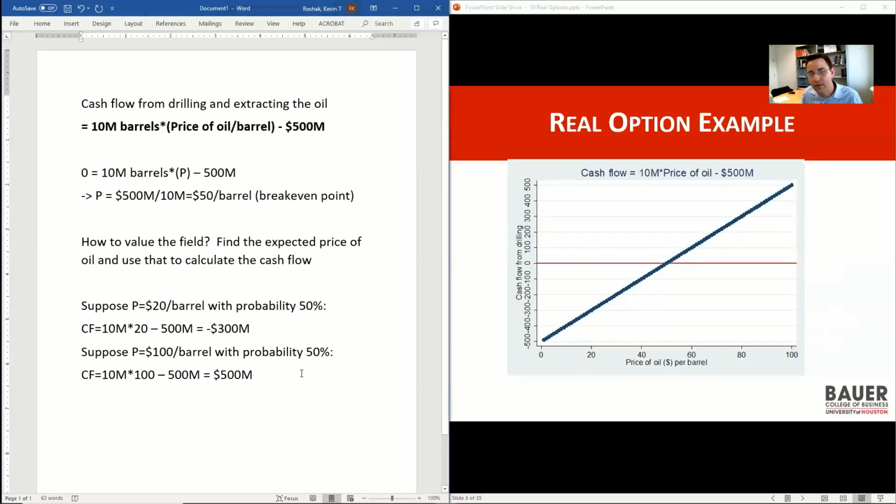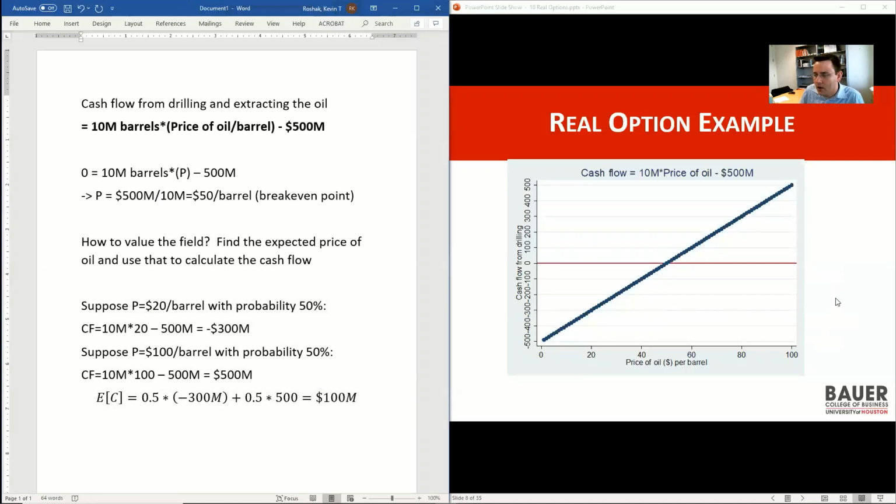Okay, so how would we value this thing? In the past, we would say, well, the expected cash flow is going to be 50% of the time you get minus 300, and then 50% of the time you get the positive 500. So in expectation, you're just taking the average here. You're getting, on average, $100 million from this field, right? If these are the two outcomes that you think are going to happen, then in expectation, the cash flow will be 100. Okay. That's what we've done.